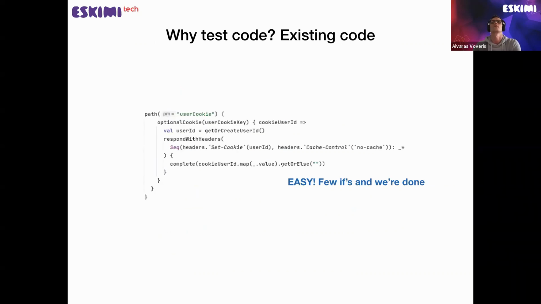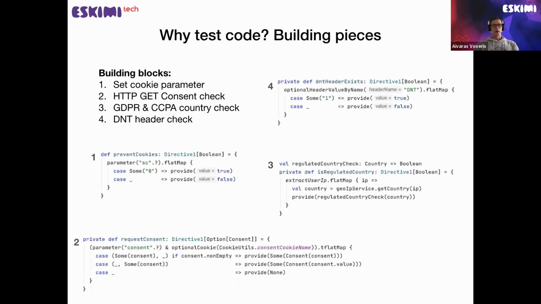So let's review what we already have in production. We have this endpoint. We are just handling a GET request. We are reading some cookies, responding with some headers, and in the end, we are adding the response string. So it looks really straightforward. Okay, let's take a look at the building blocks.